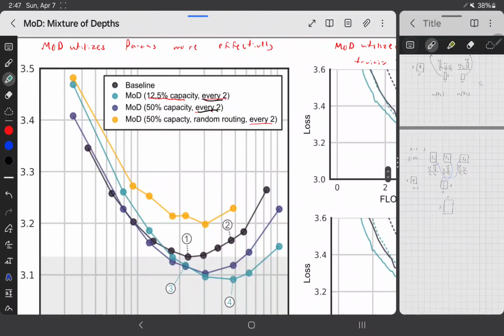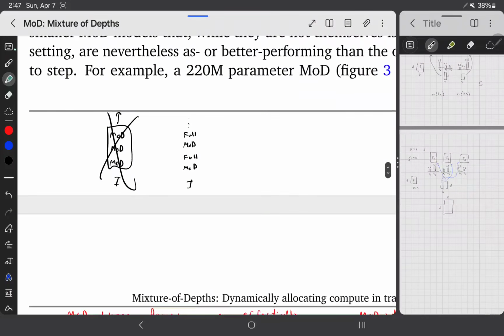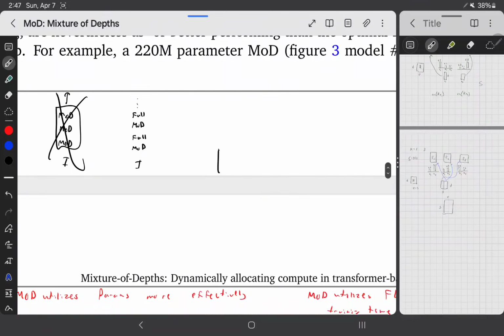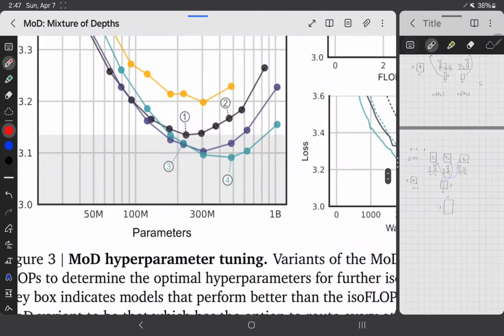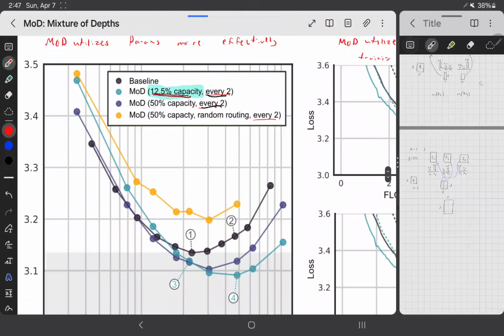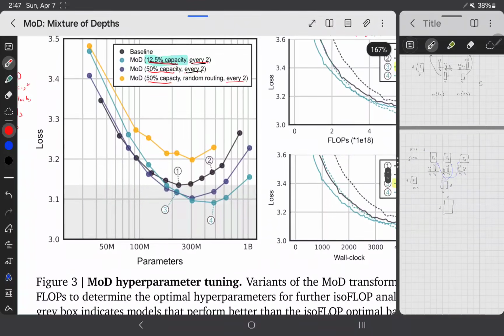Another thing they mention is that 12.5% capacity. So if you have a set of tokens, only 12.5% of them will be selected for every MOD layer. That works quite well. And it works better than the 50% capacity, where it utilizes the number of parameters better, as seen here.